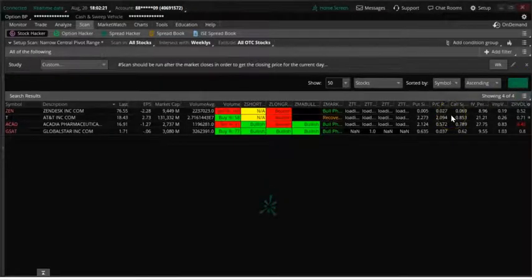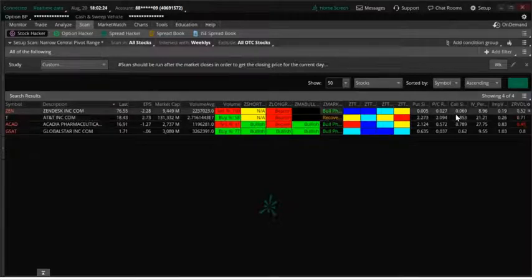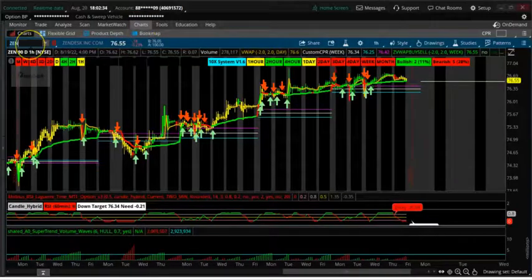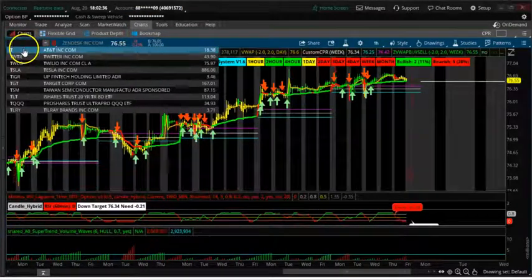So we are only getting the same lists. Okay, the first stock by market cap. Let's look at market cap. Okay, first stock is T. Let's go to the chart. Let's go to T.